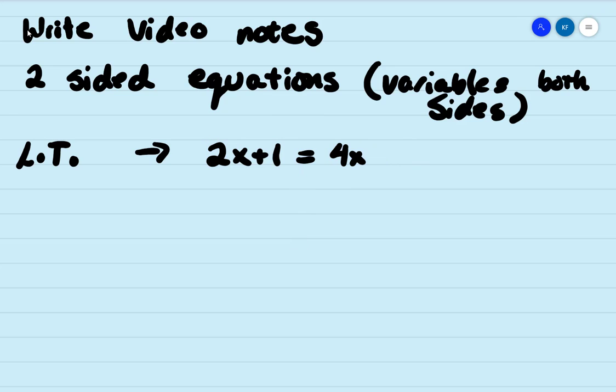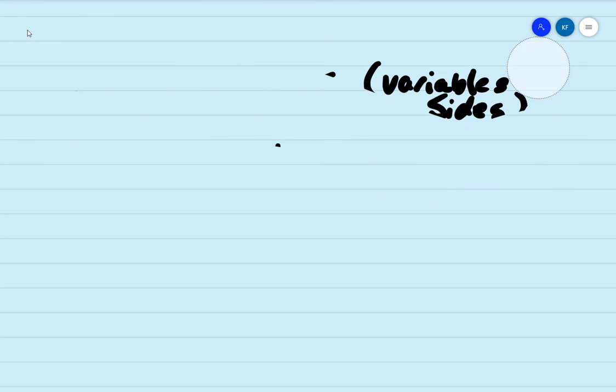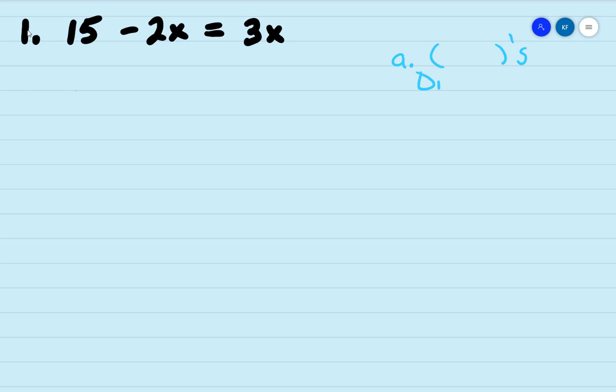Okay, so here's your first problem. So number one. So there's a list of items or list of checks to do when you're doing equations. Okay, so number one, or I'll say A. Do you have parentheses? In other words, do you have the distributive property? And the answer is no, no distributing.